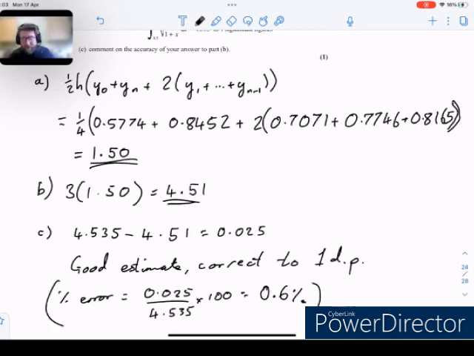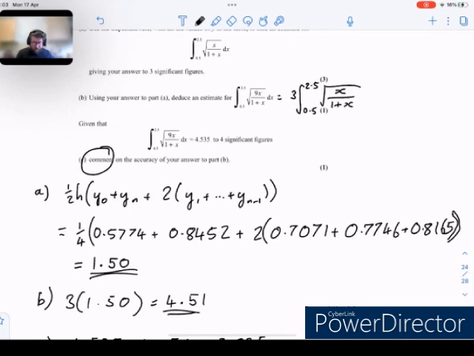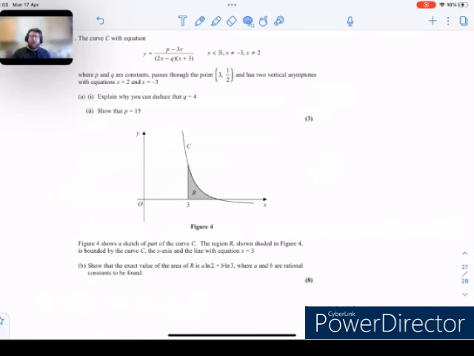So there we go. They didn't ask for the percentage error, so you don't need it. I would say it's a good estimate, correct to 1 decimal place. Since it's just asking for a comment on the accuracy and it's only worth 1 mark, that's why I wouldn't bother talking about the percentage error. Okay.